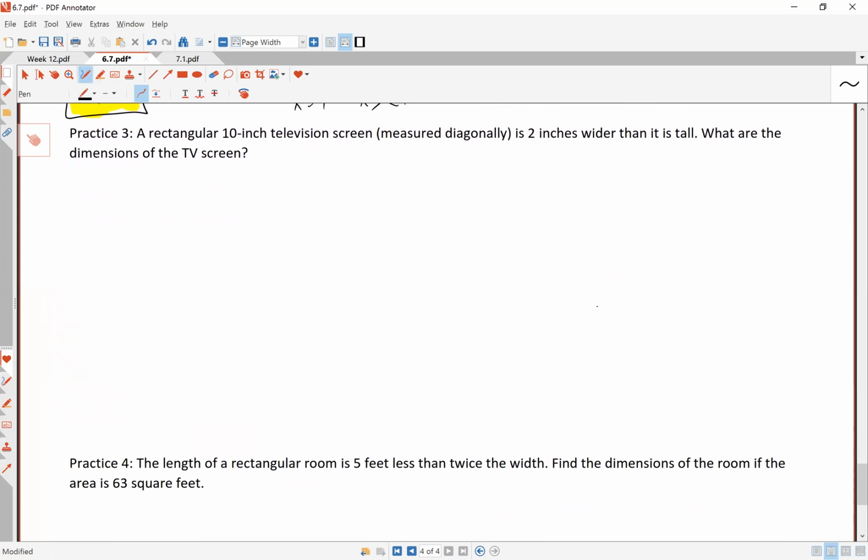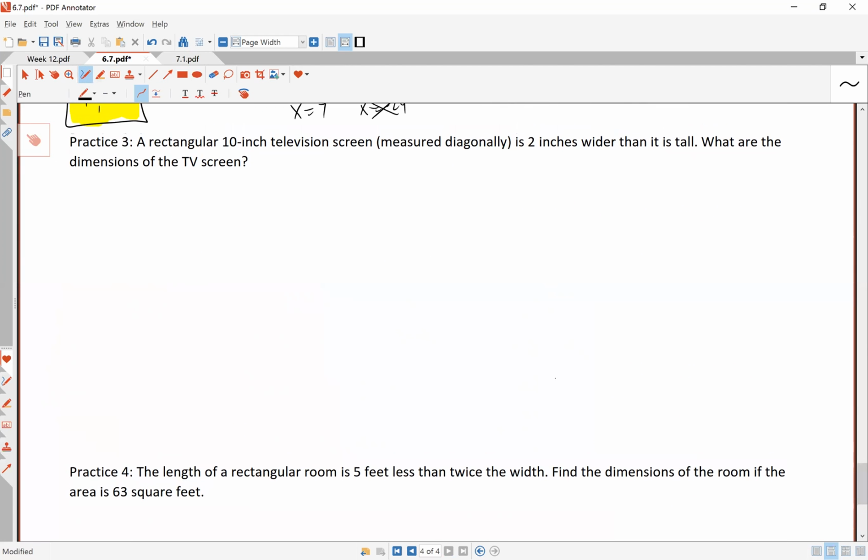All right, the next one's kind of interesting. When you have a rectangular television and they say a 32-inch or a 10-inch television, that's always the length of the diagonal. So obviously this is a really small TV. Maybe we call that an iPad mini or something like that, to have a 10-inch diagonal screen.